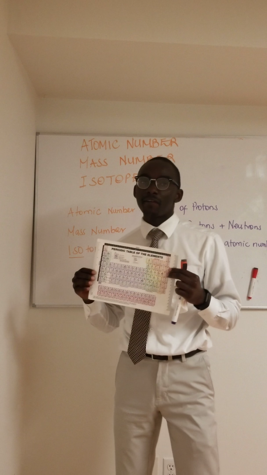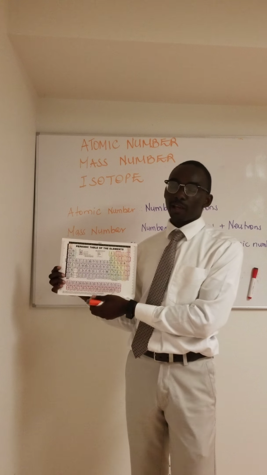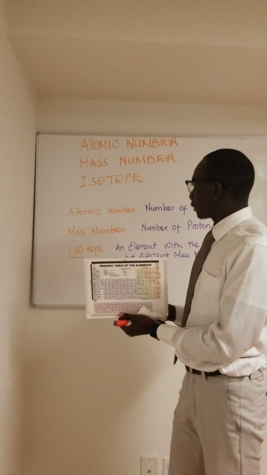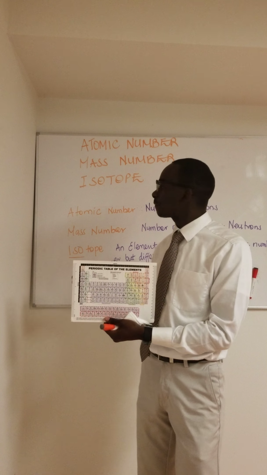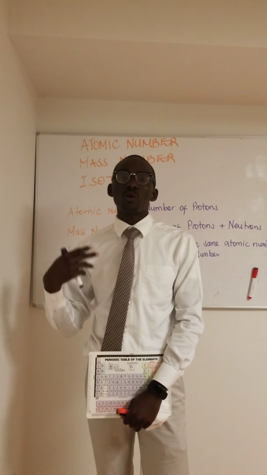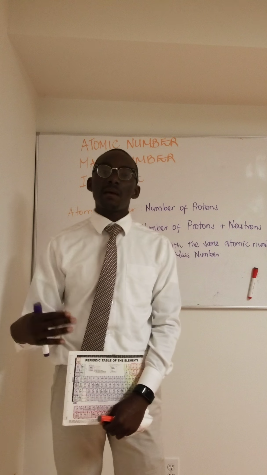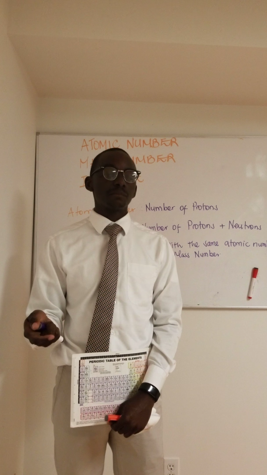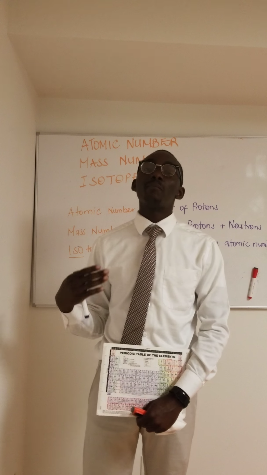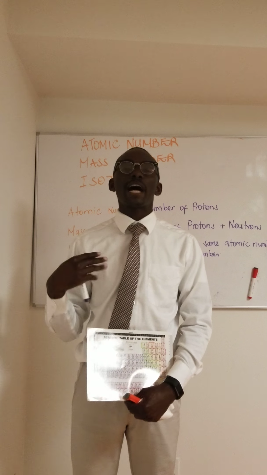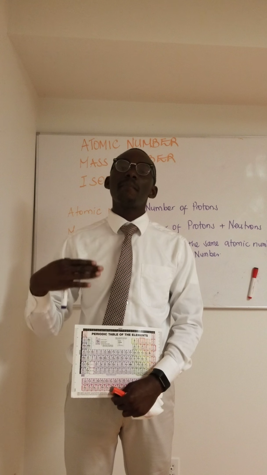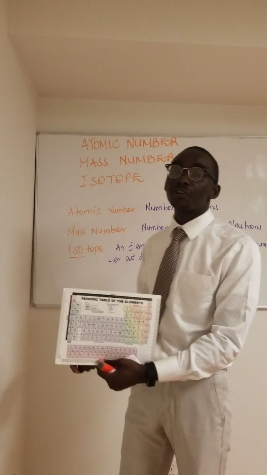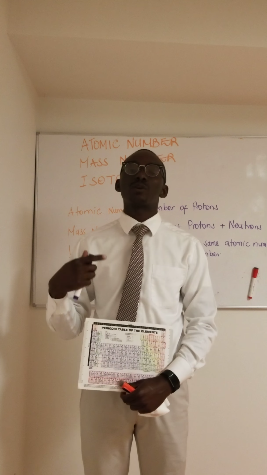In my hands here I have a periodic table, so we are going to refer to it. To break down the atomic number further, take it to be your social security number. It's a number that identifies an element. In chemistry, most of the time they may not tell you the name of an element, but they will tell you the atomic number 20. When you look at the periodic table, atomic number 20 is calcium, so you just know that they are referring to calcium.